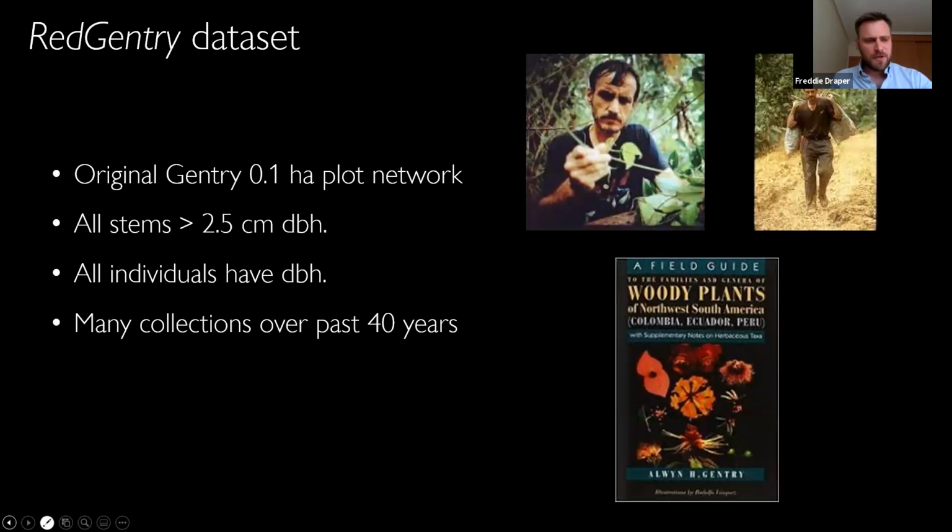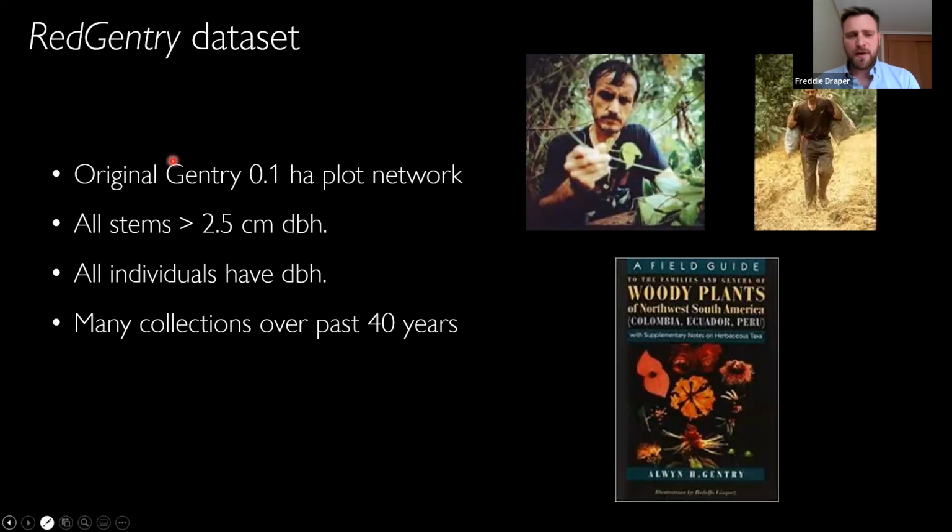So to answer these questions, we needed some new data. Previously, the ATDN, the Amazonian Tree Diversity Network data, consists of these 1 hectare plots with trees above 10 centimeters. Similarly, the RAINFOR network also has this 10 centimeter cutoff, but we wanted to look smaller than that.